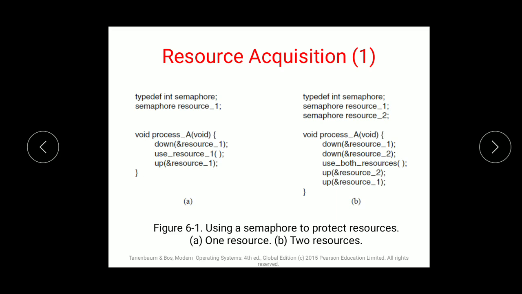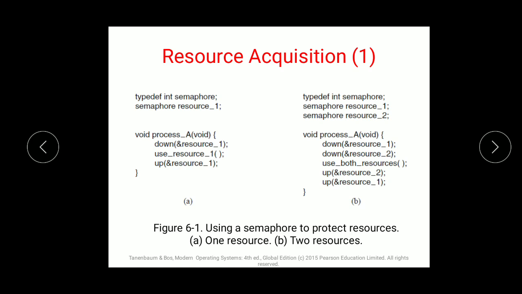Down here means acquire it. Once you have acquired it, you can use that resource. After using that resource, up resource 1 means you release the resource. That is the use of only one resource.